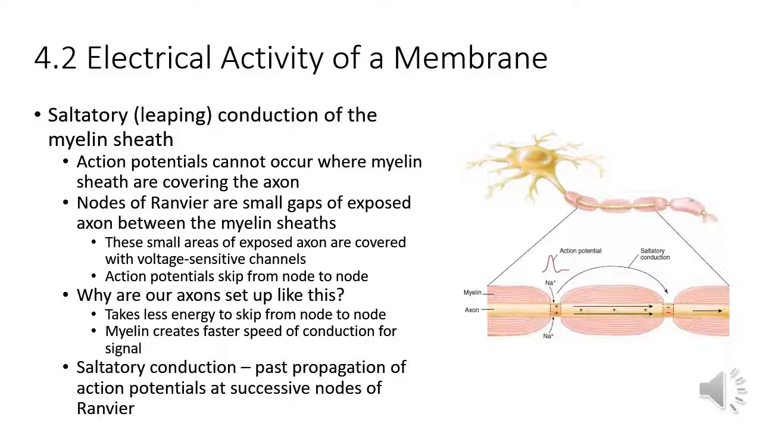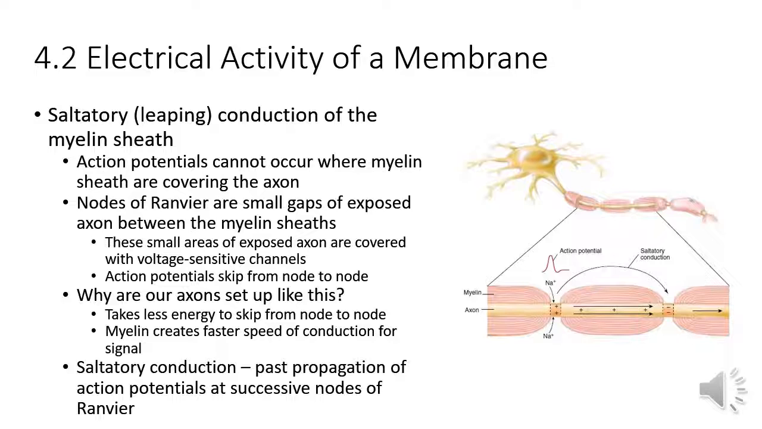These small areas are covered with voltage-sensitive channels, the channels that we were just talking about. And action potentials skip from node to node. One action potential happens at one node of Ranvier, and that triggers the next one. That's called saltatory conduction. Saltatory means a leaping conduction. So you can imagine it leaping from one node to the other, sort of leaping over these little fatty sheaths.